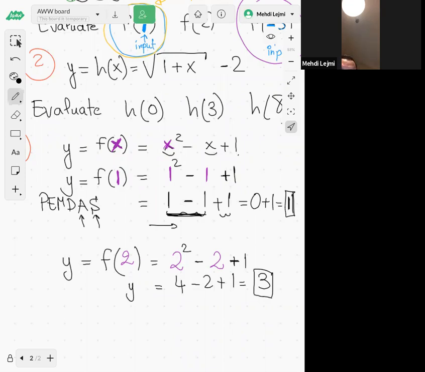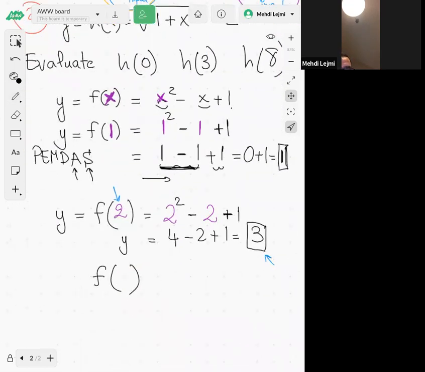What you need to understand, guys, is that if my input x is 2, the corresponding output y is 3. Now, what will be next? My input x is -3, so f of -3. Here be careful with the negative sign. I have x, my input x is -3, and I'm trying to find the corresponding output.